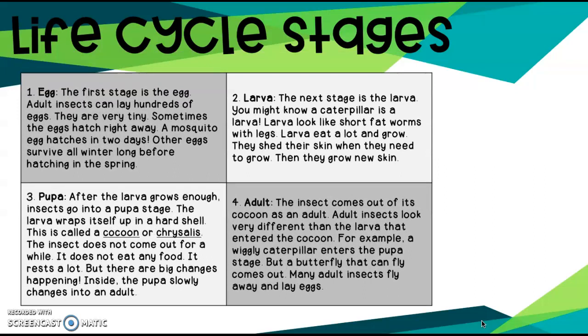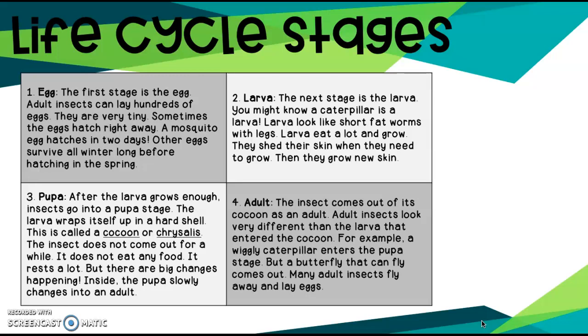First, you have the egg. The first stage is the egg. Adult insects can lay hundreds of eggs. They are very tiny. Sometimes the eggs hatch right away. A mosquito egg hatches in 2 days. Other eggs survive all winter long before hatching in the spring.